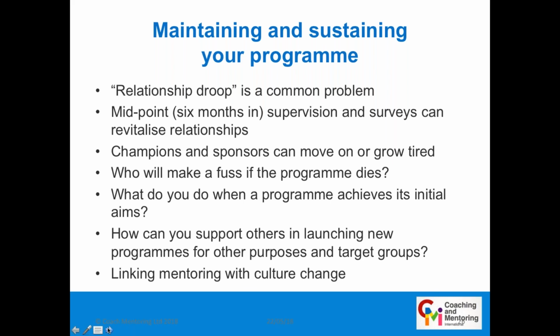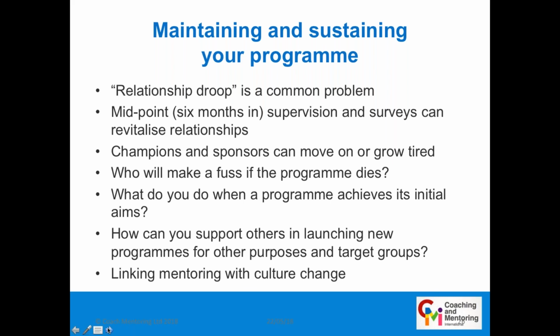And also, what do you do when a program actually achieves its aims? Do you move on and look at other ways of launching mentoring into the organization to support other purposes and target groups? I think it's amazing how programs can morph. You might start off with a talent program. You can then perhaps find that people want to focus on supporting their female talent. It can then move on to maternity mentoring, or supporting perhaps diversity or other inclusivity type issues. It's amazing how things, as they're successful, do grow and energize.